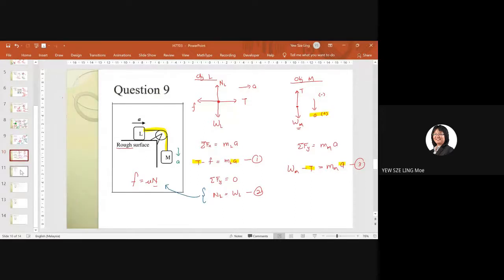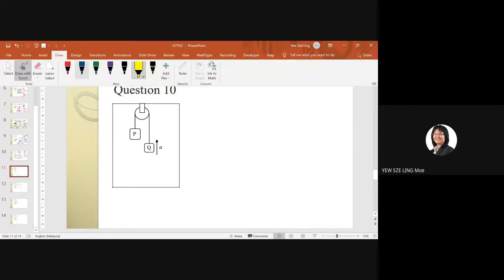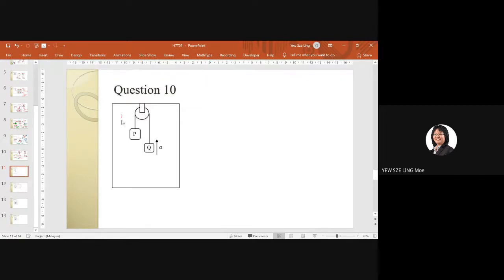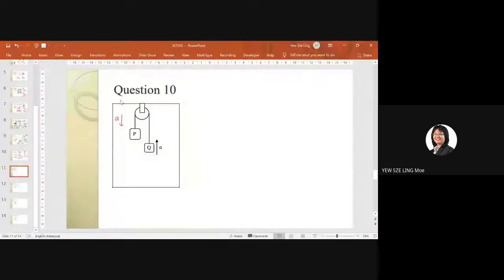Okay, so let's look at the last question. Question 10 is very similar to the previous questions. Why? Because now you have two objects, but they are moving in different directions. One going up means the other one must be going down. All of you got the correct answer for this one as well. That's why group A can leave early. No issues because you know how to solve it already.